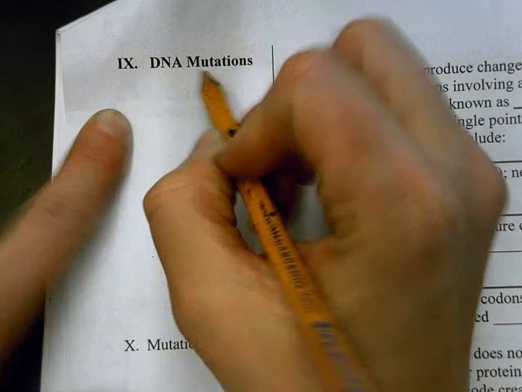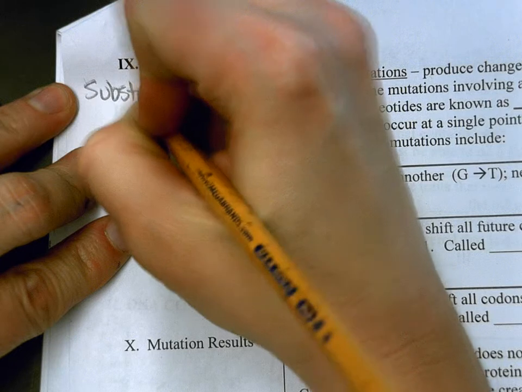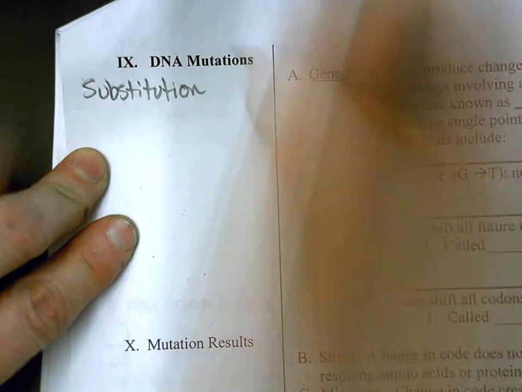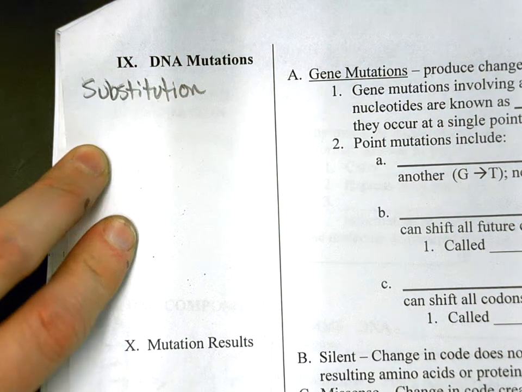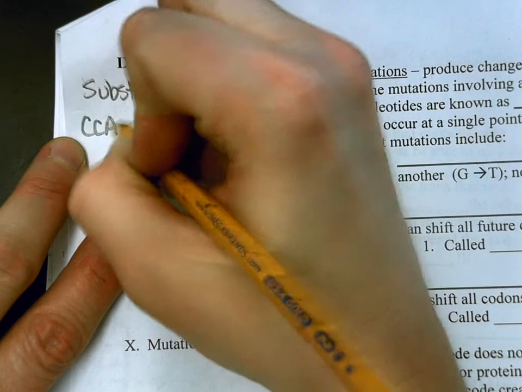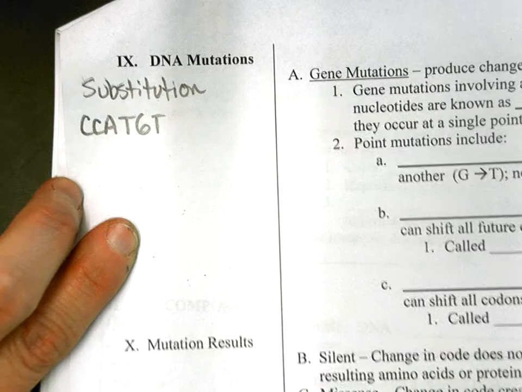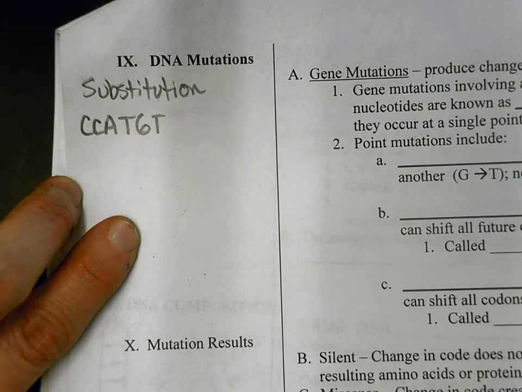Perfect. All right, so for DNA mutations, the first one is called substitution. And if we're going to show a substitution mutation, I'm going to start with some basic code. So I'm going to start with CCA TGT. Now, how do I know that's DNA code?